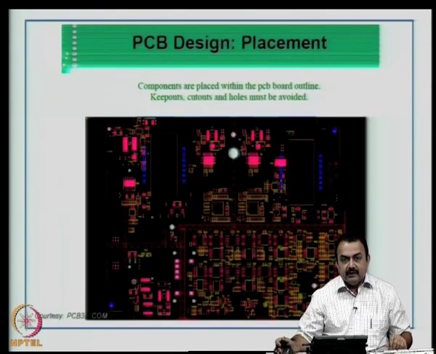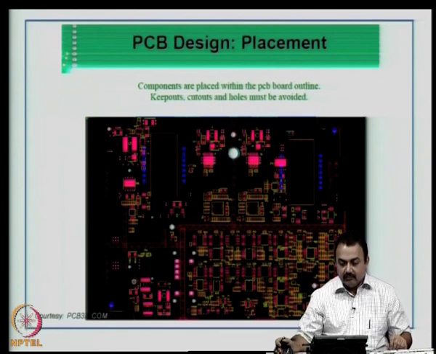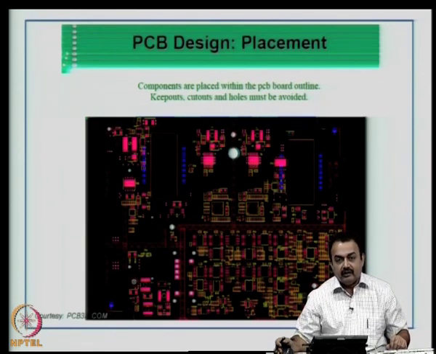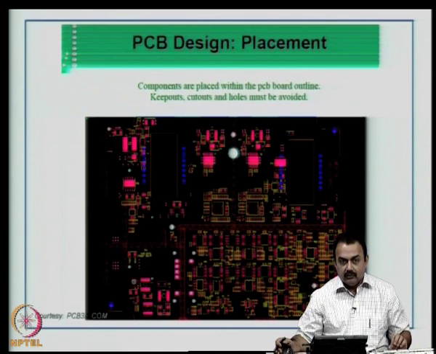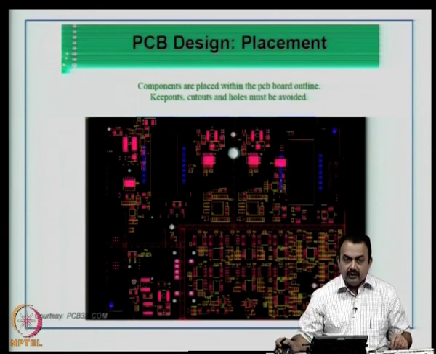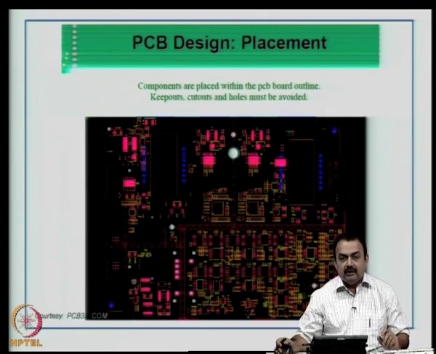Now, components are placed within the PCB board outline. So, the board outline definition is a key factor in deciding the product size. Keep outs, cutouts and holes, mechanical holes other than the electrical interconnect holes that you may use for your electrical circuit needs to be created. So, normally you will have mounting holes, sometimes you may have to create some kind of an opening for placing a mechanical component in the board outline itself, but these can be avoided by a better design.